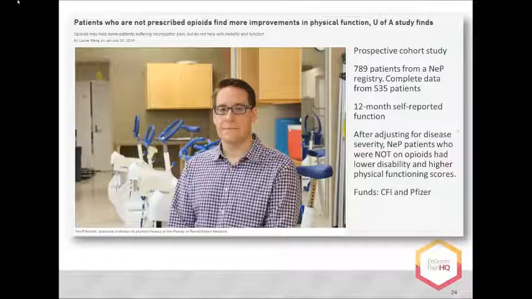So there is a study published last year in 2015 by a group in Alberta, and what they found was that patients who are not prescribed opioids find more improvements in physical function. This was a prospective cohort study. They included 789 patients from a neuropathic pain registry in Canada, and they had complete data from 535 patients. So again, this is not a randomized trial. As I mentioned before, when you go beyond 3 months, you have to look at data from observational studies, the studies that are not randomized, and this is one of them done in Canada and just published last year.